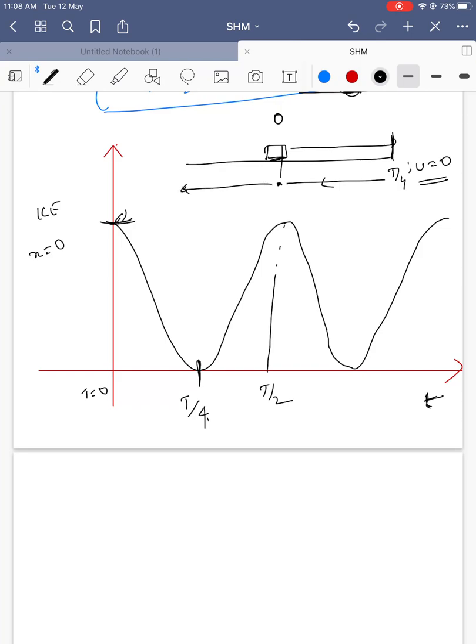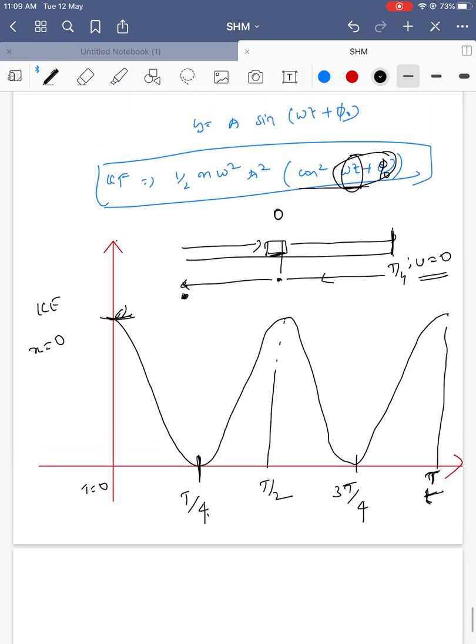So how much time does it take? 3t by 4. What happens to velocity after reaching the maximum end? Velocity becomes 0. So this time is 3t by 4. Velocity becomes 0, kinetic energy equals 0. And then after time t, it comes back and velocity will be maximum again. So this is kinetic energy versus position. And next we are going to see potential energy.